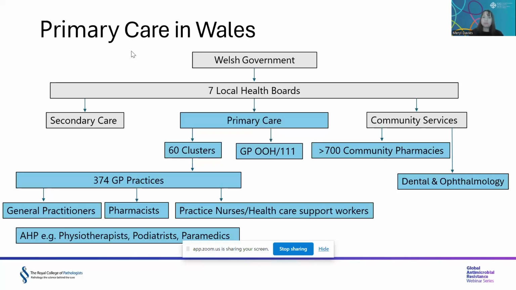So this is what the structure of primary care in Wales looks like. From that perspective, it's controlled by Welsh Government, where we have 7 local health boards, and the 7 local health boards then encompass secondary care, primary care and community services. And within the community services, we have more than 700 community pharmacies, as well as our dental and ophthalmology contractors. And within primary care, we have GP out-of-hours services and 60 clusters. And within those clusters, we have around 374 GP practices.